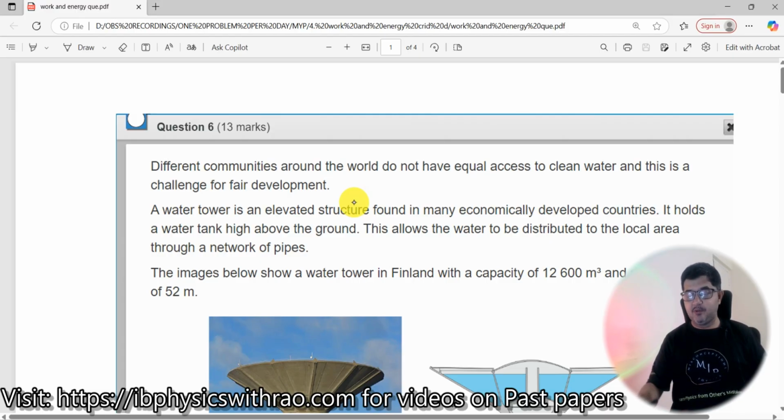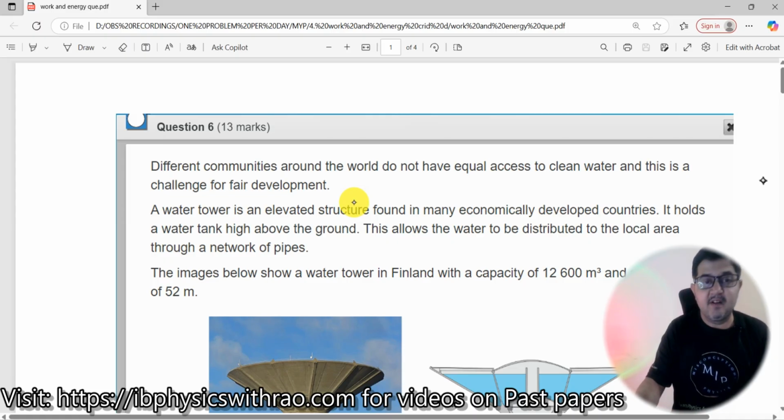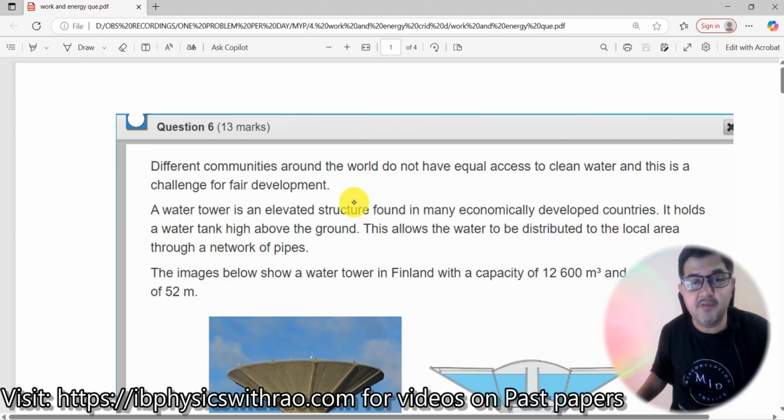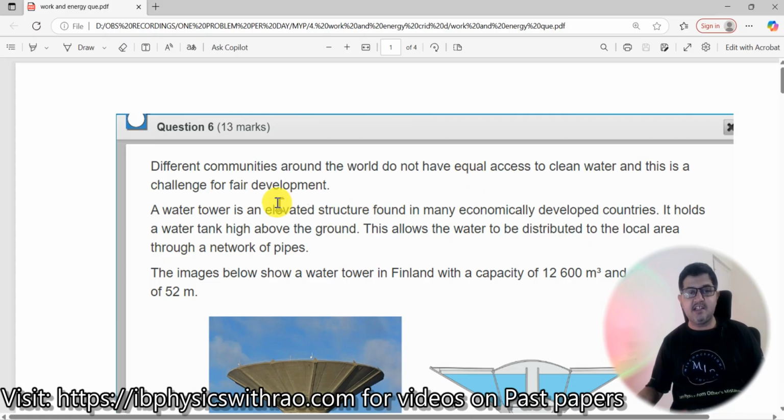So this is about criterion D. Let us start this. The different communities around the world do not have equal access to clean water, and there is a chance for fair development. So there are problems related to water.